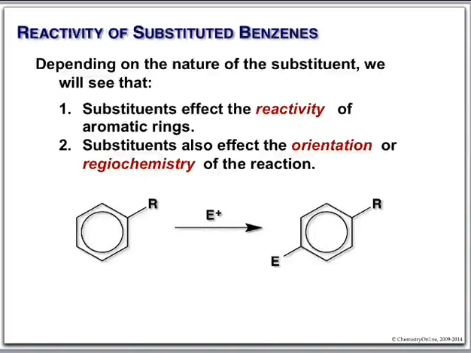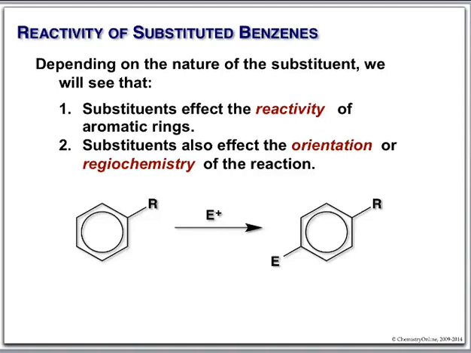That's called the regiochemistry or the orientation on the ring. We'll talk about these in terms of ortho, para, and meta. Remember, this is para, that is opposite the group here. Ortho would be right next to it, either of these positions. And meta is down here in the 3 position relative to R.